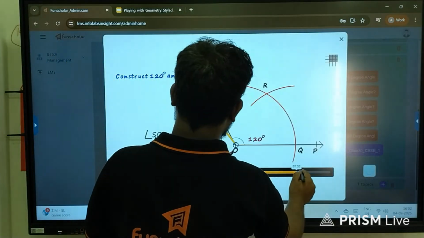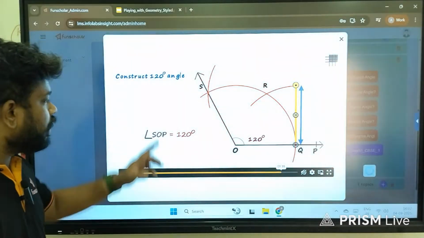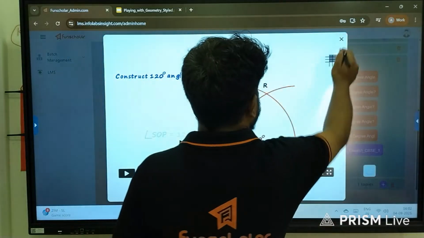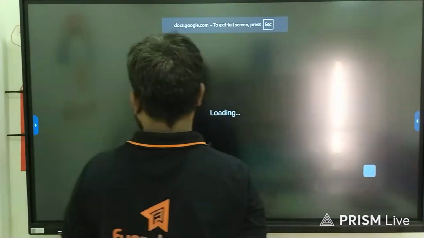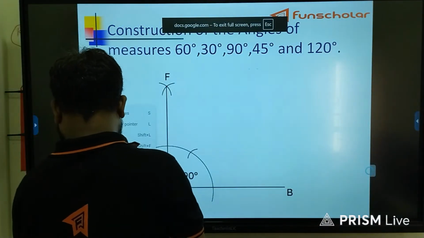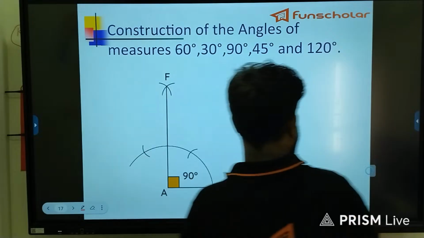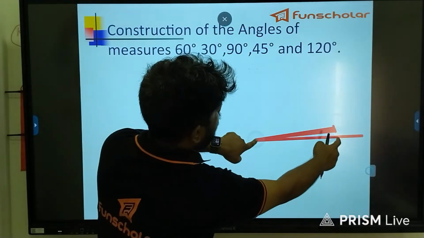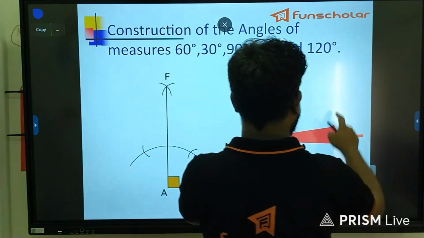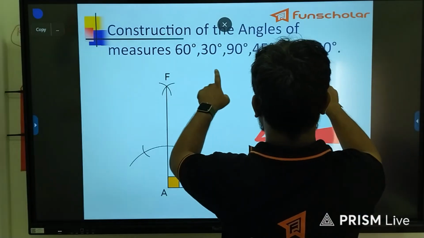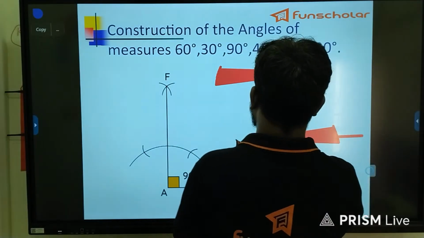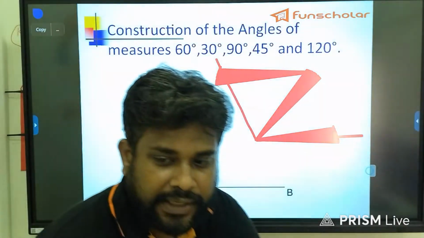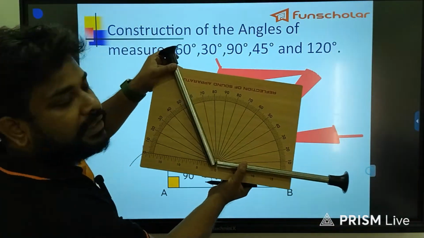Now join S and O and then you will end up with the angle SOP, which is 120 degree. Okay, if I demonstrate this, first take the straight line and then take the arc like this, and from this arc same point take the arc like this, and from this same point take an arc like this. Now join these 2 points and you will end up getting the 120 degree, which will be looking like this.